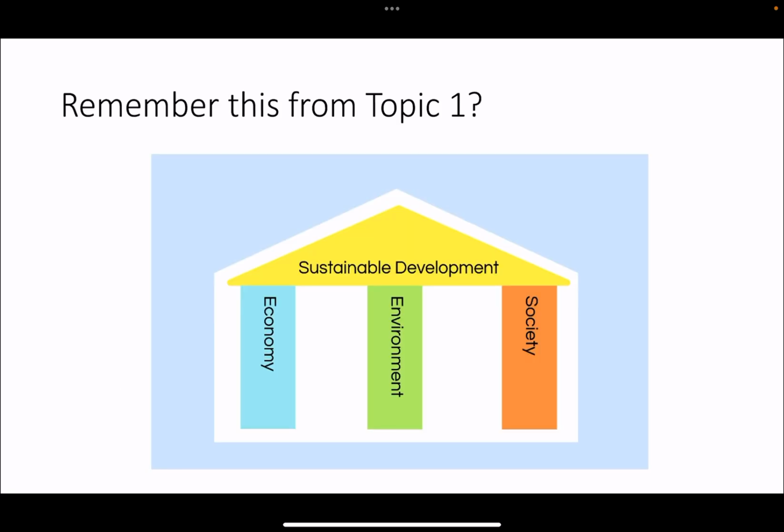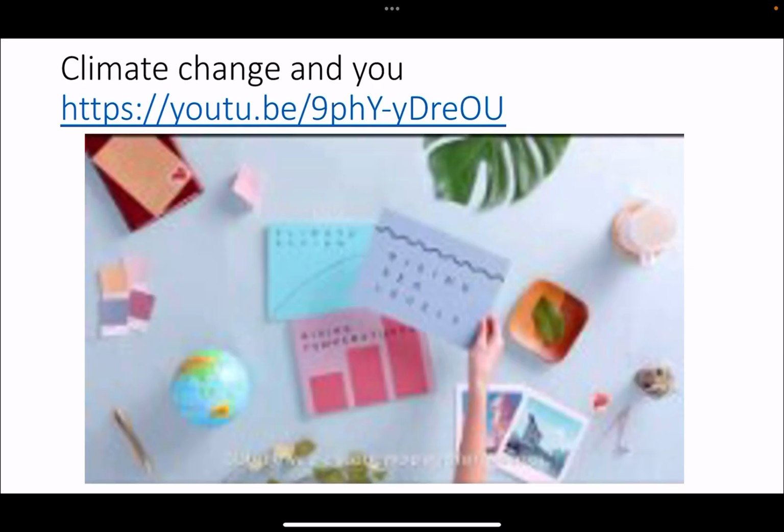So come back to your topic one. We talked about this sustainable development. What exactly is it? There are three wings. For it to be truly sustainable, you do need to look at all three areas. So where's climate change? Climate change is in your environment. So second video, please go and watch your second video subsequently, or if you want to find out a bit more about climate change and how it can impact you, the tiny URL you see on the screen can also lead you to that video.